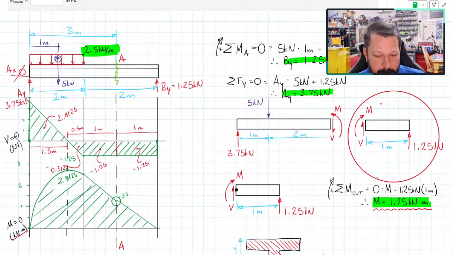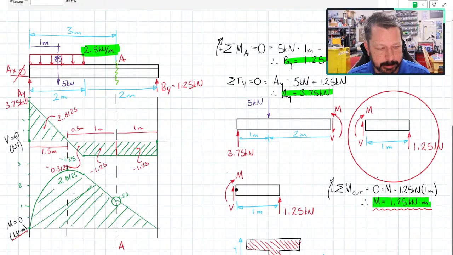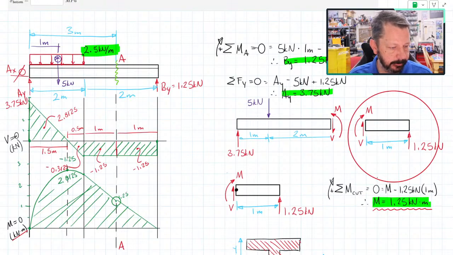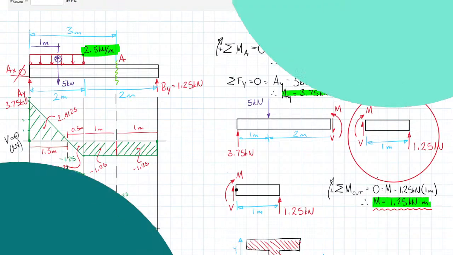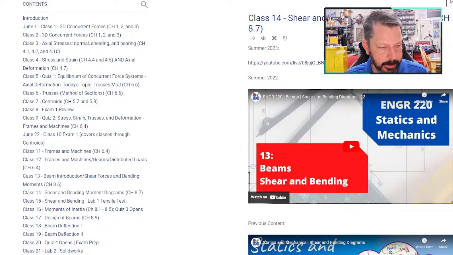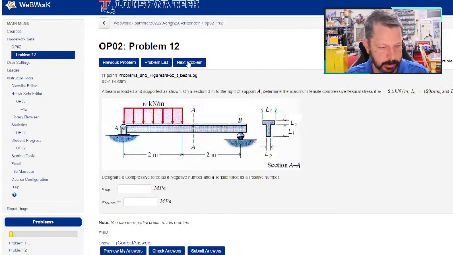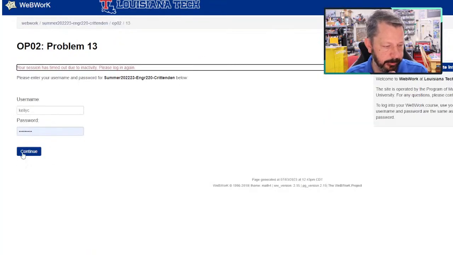All right. So that was a relatively simple shear and bending diagram, but I wanted to use it to make sure that we still knew how to do the direct method. Let's go find a little bit better problem to work here. Nope, we've been logged out.